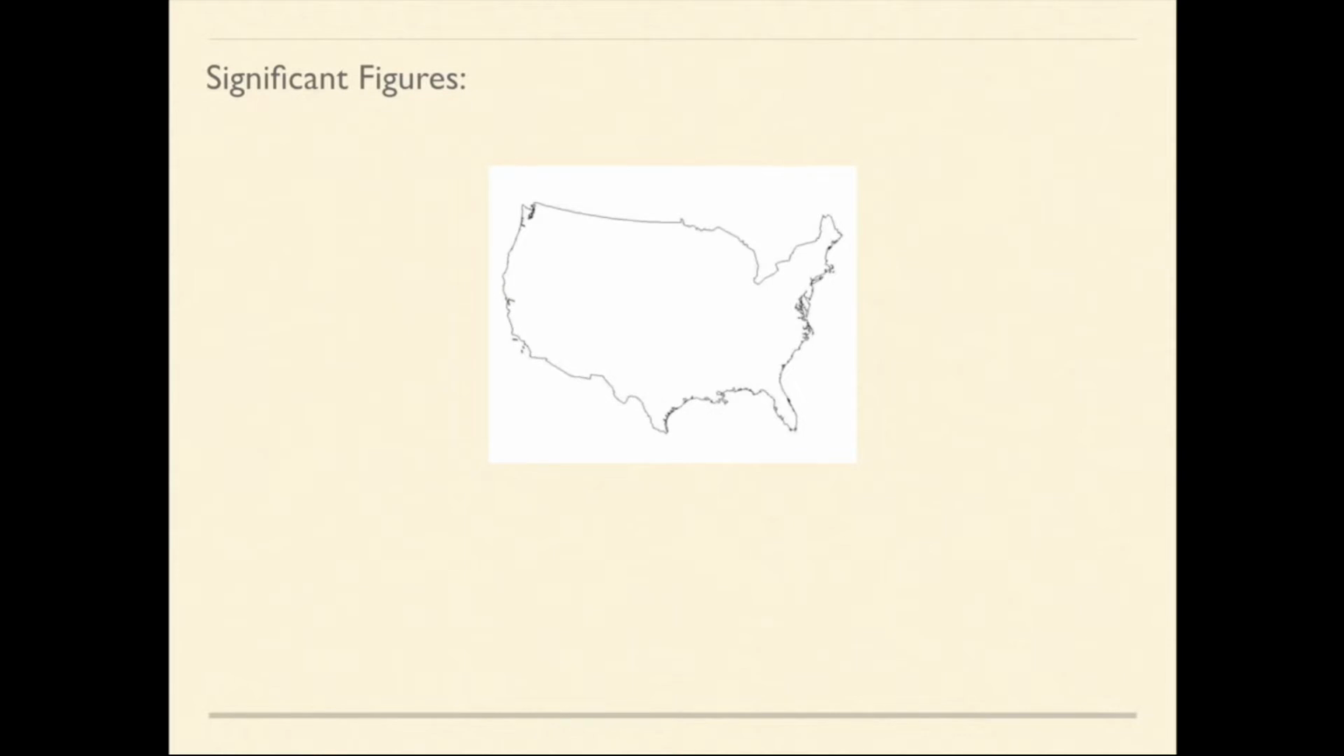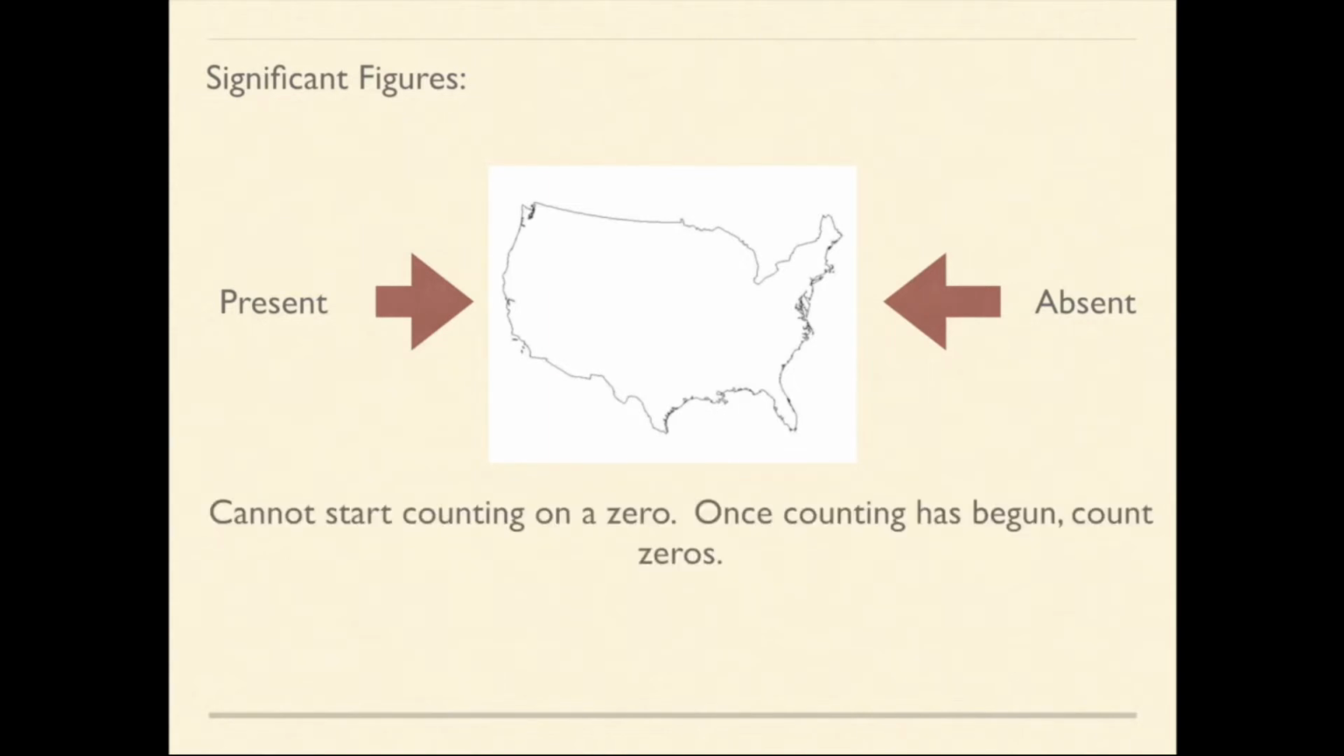Now, looking at the United States, the ocean that's on the left-hand side would be the Pacific Ocean, and the ocean on the right-hand side would be the Atlantic Ocean. And so what I say is that if the decimal place is present, then you are going to be counting from left to right. If the decimal place is absent, then you're going to be counting from right to left. Now, one other rule that you need to keep in mind, you cannot start counting on a zero, but once you start counting, you may count zeros.